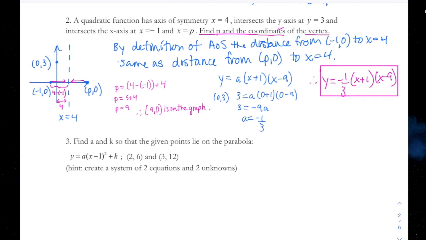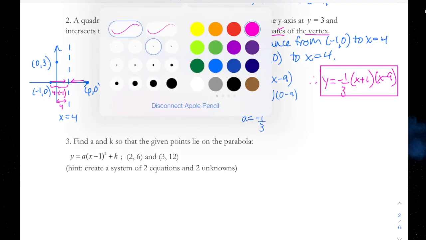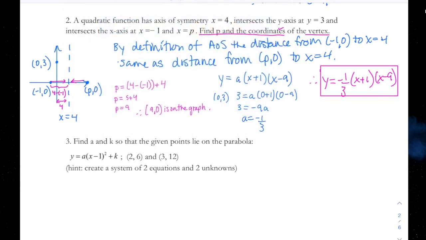So now that we know the equation of the parabola, we should be able to figure out the coordinates of the vertex, because we already know that the x-coordinate of the vertex, xv, has to be 4, because that is our axis of symmetry. So if I know that xv is 4, I can find yv by subbing that into our formula.